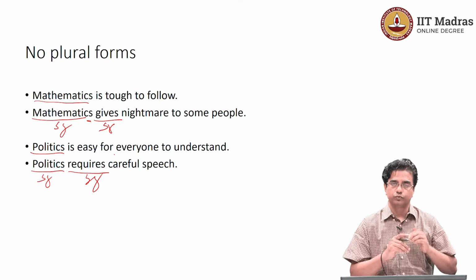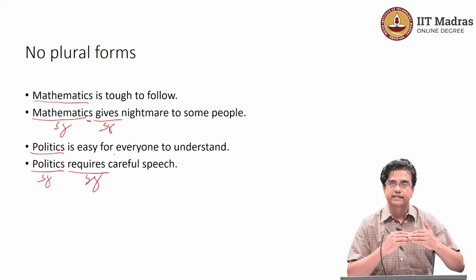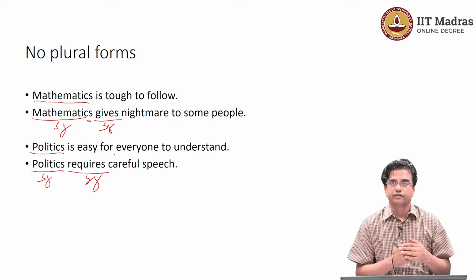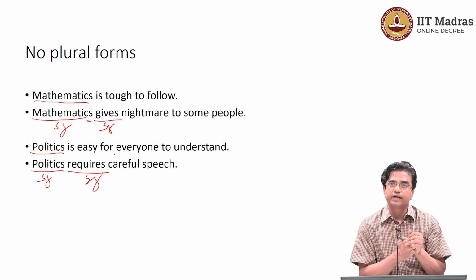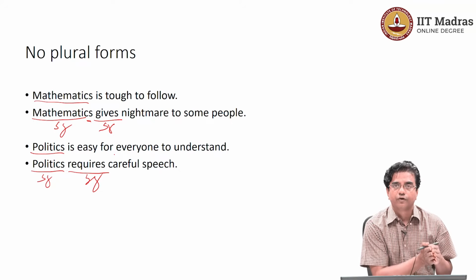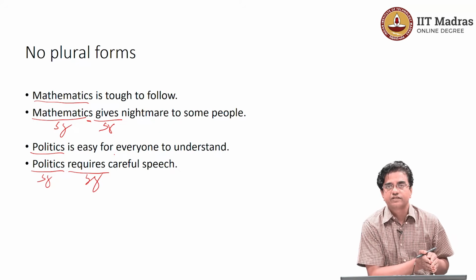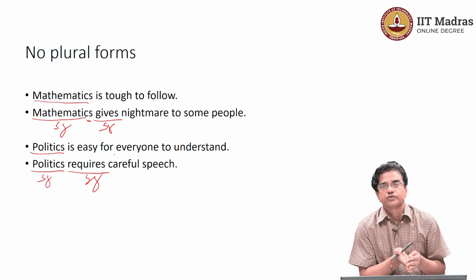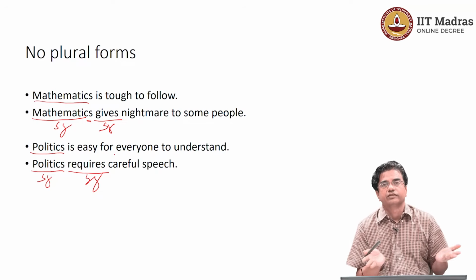So let's recap whatever we have seen so far. The process of agreement is very simple. Whatever is the feature of nominals in the subject position, those features must also be there on the verb, period.